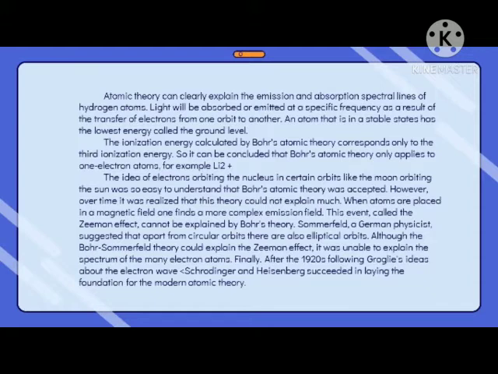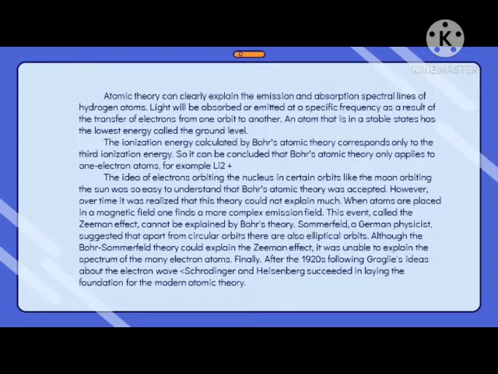The ionization energy calculated by Bohr atomic theory corresponds to the experimental ionization energy, so it can be concluded that Bohr atomic theory only applies to one-electron atoms, for example hydrogen. The idea of electrons orbiting the nucleus in certain orbits like the planets orbiting the sun was so easy to understand that Bohr's atomic theory was accepted. However, over time it was realized that this theory could not explain much.